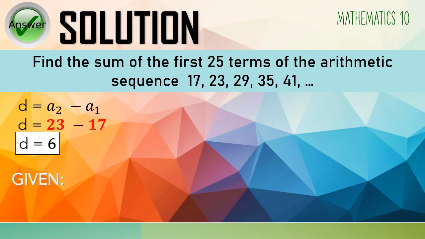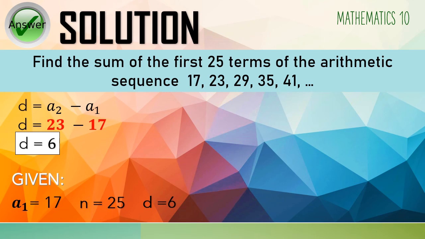And aside from that, what else are the given data in the problem? You can see we do have our first term, which is 17, our n, which is 25, and our d, which is equal to 6. So actually, guys, to find the sum of the first 25 terms in this problem, I'm going to use the shorter formula first. Later on, I will show you as well how we are going to use the longer formula.